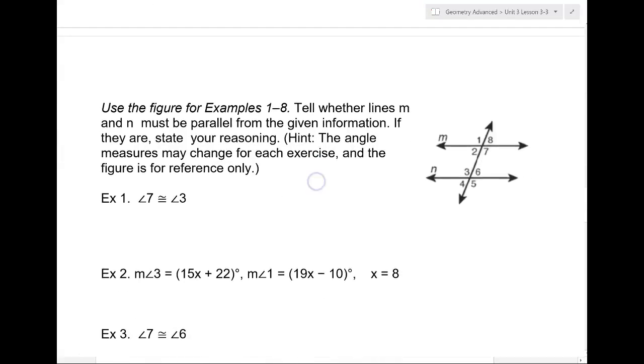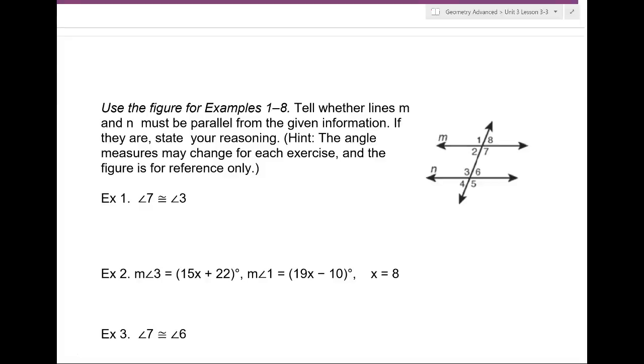Now, with these, we're probably not going to go over every example. Did everyone hear me on this? We'll be pushing out of time. But with these, you've got to make sure you have the correct information. You got to make sure that the hypothesis statement is true so I can come up with the fact the lines are parallel. So here's the directions. It says, tell whether lines M and N must be parallel from the given information. If they are, state your reasons. Hint, the angle measures may change for each exercise and the figure is for reference only. Basically, it's just to give you a rough idea what you're looking at, right? So does that mean remarking stuff up, erasing? Yeah, redrawing your diagram? Definitely.